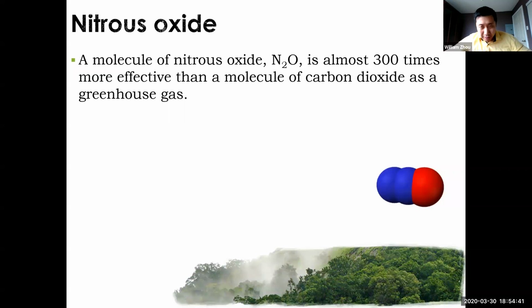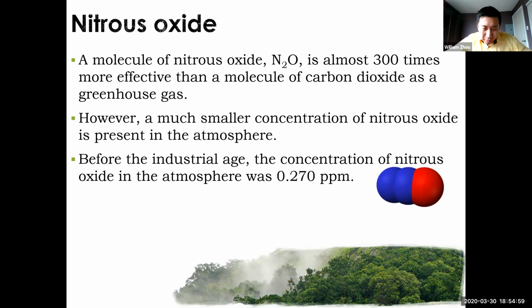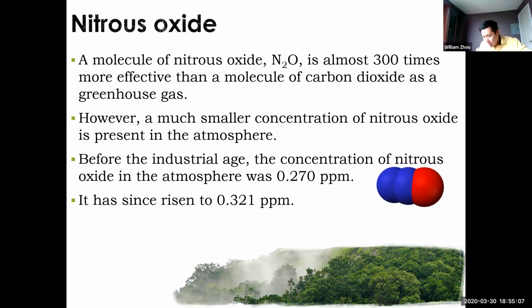Now, here's another greenhouse gas. This is even stronger than methane. This one is 300 times more effective than carbon dioxide as a greenhouse gas. Now, again, luckily, we don't have a lot of nitrous oxide in the atmosphere, otherwise we're cooked. So before the industrial age, it was 0.27. Now it is 0.3. It rose, but not by a lot, okay? So still, we need to limit our emissions of nitrous oxides, although that's not nearly as big of a problem as carbon dioxide and methane.